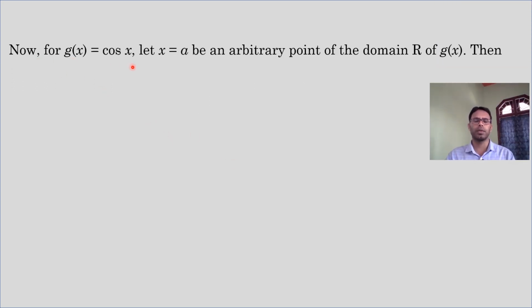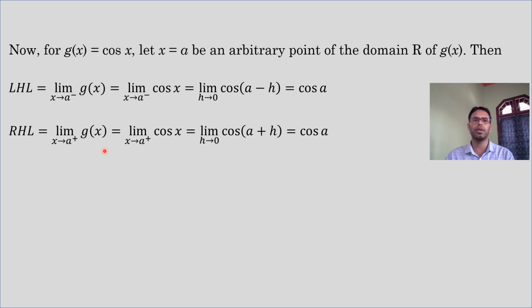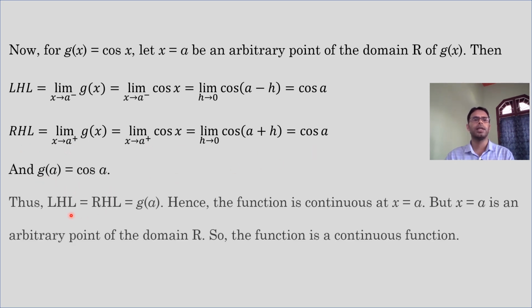So for g(x) equal to cos x, there is no doubtful point, therefore we take x equal to a, any arbitrary point in the domain R of g(x). Then the left hand limit is this one, already discussed, so I think you understood this line. Similarly, the right hand limit is also cos a. Similarly, the function value g(a) is also equal to cos a. Therefore, the left hand limit, right hand limit and g(a) are equal. So the function is continuous at x equal to a. But x equal to a is an arbitrary point of domain R. So the function is also continuous in R.